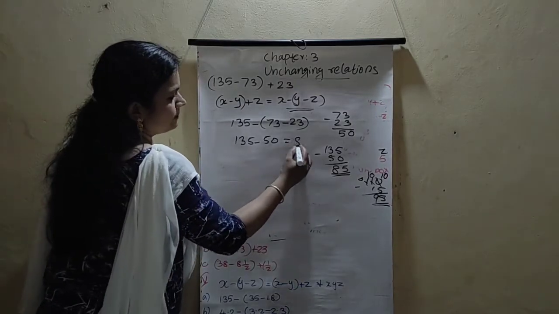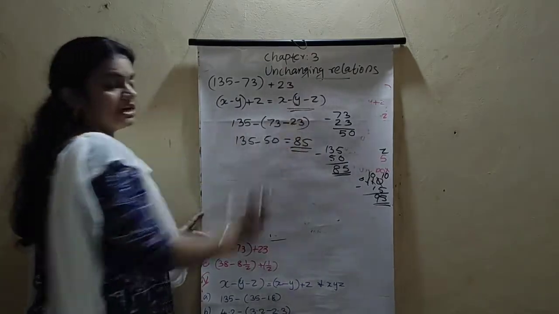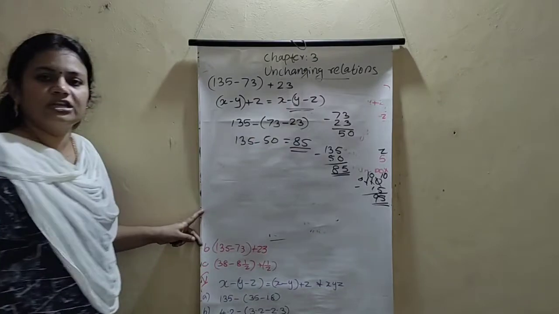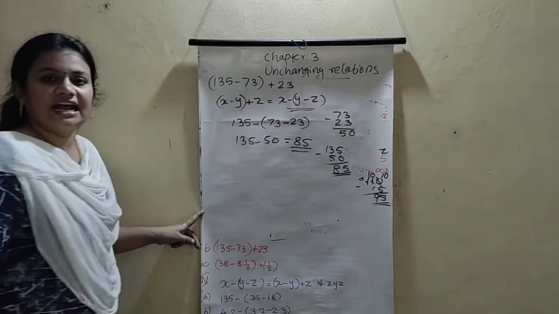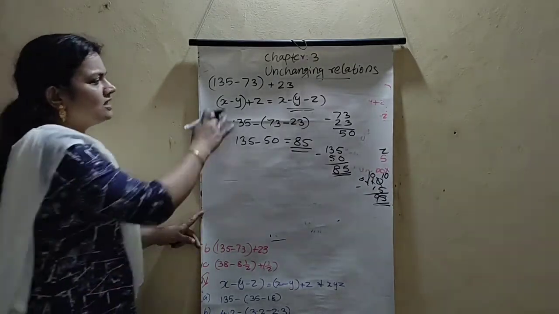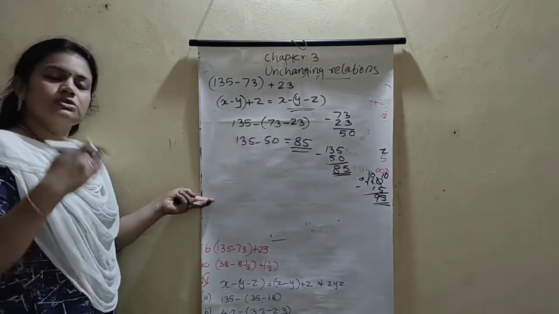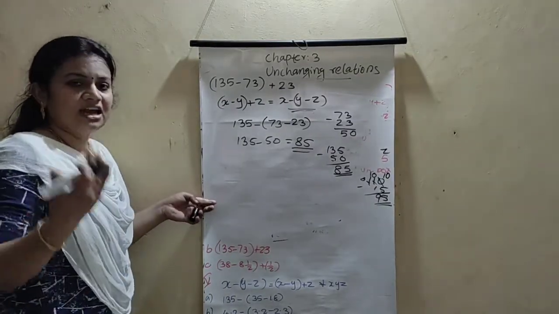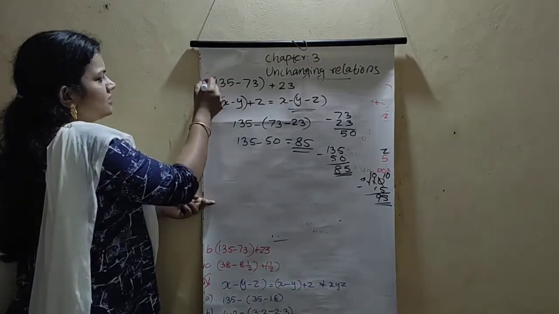135 minus 50 is 85. Then we choose the second, right side equation, because this is a symbol: 73 minus 20. That's all. That's why we are selecting the right side equation. Okay, if you are doing the left side equation, no problem. Both equations are correct. You choose any equation, whichever one is easy. You can select a left side or right side equation. Okay, children, this is the first question.